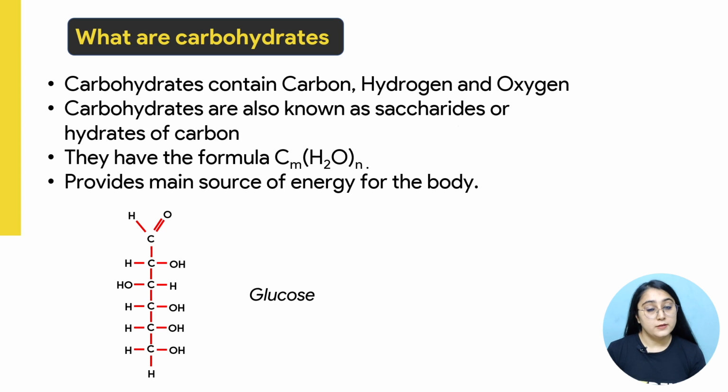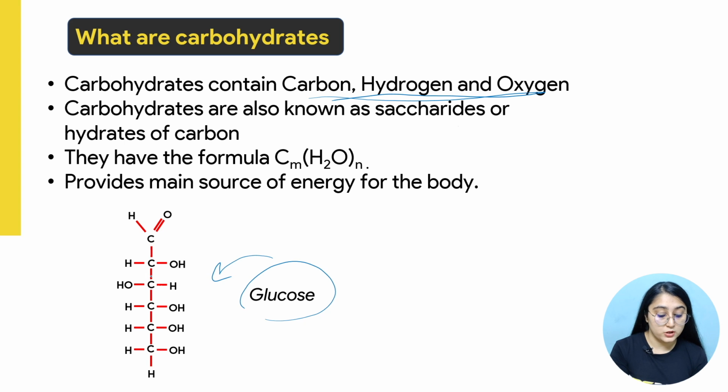So let us begin by understanding what actually carbohydrates are. Carbohydrates contain carbon, hydrogen and oxygen. If we look at an example given over here, which is of glucose, we see that the structure contains carbon, hydrogen and oxygen. Carbohydrates are also called saccharides, which means sugar or hydrates of carbon.